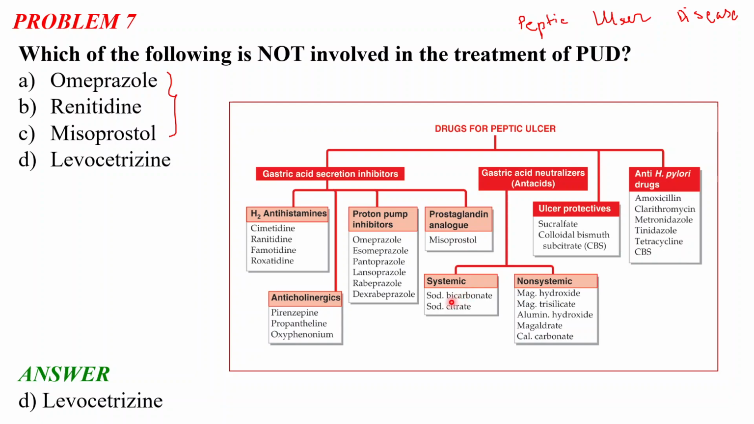So remember these examples for peptic ulcer drugs, and this classification also is very important, as it is very common. I will suggest you remember the classifications first, and remember one or two examples for each class, so it will be enough. So I think it is clear. Now I will move toward our next problem.